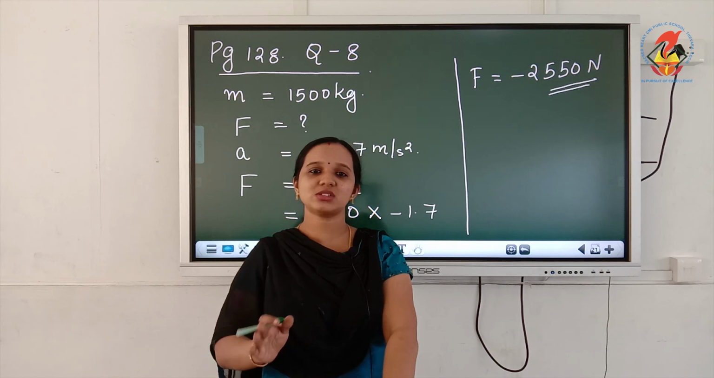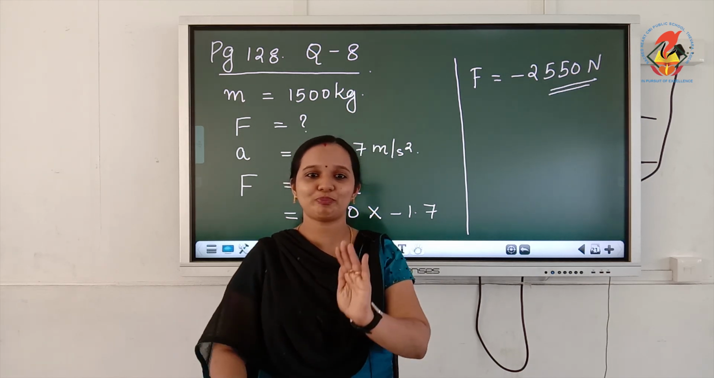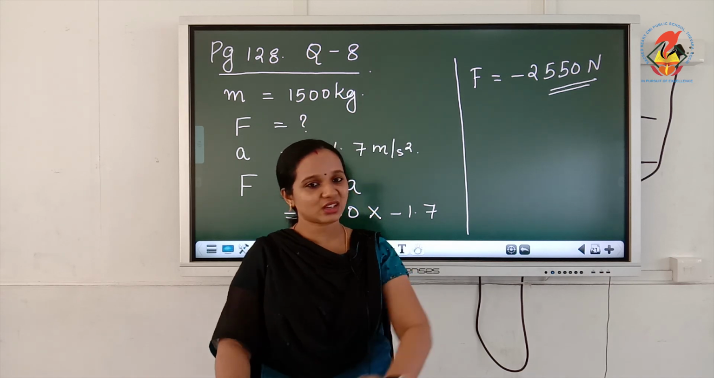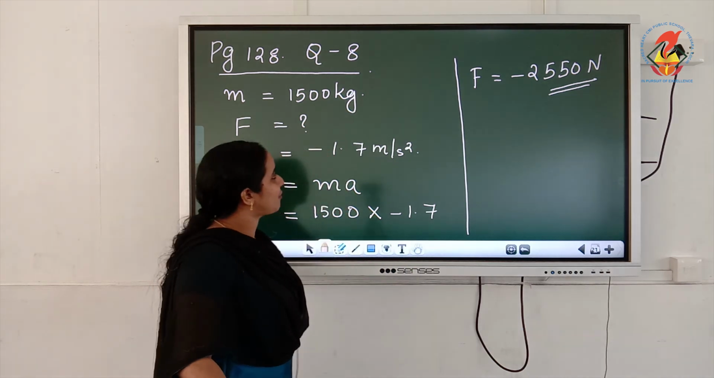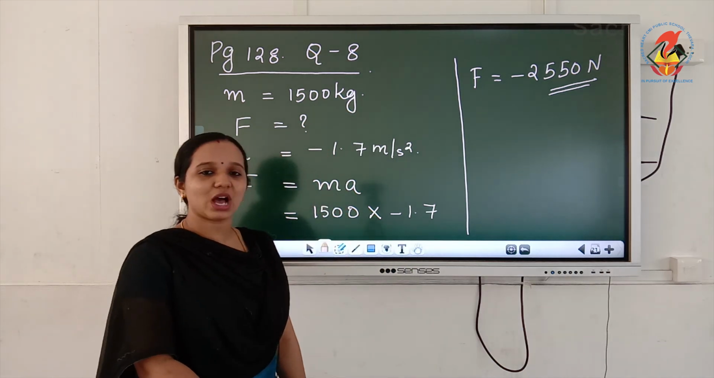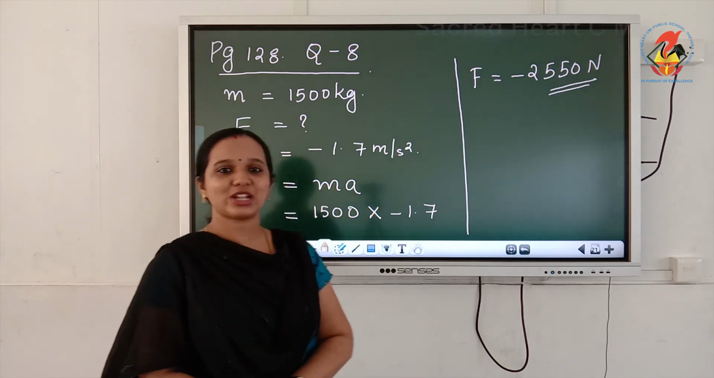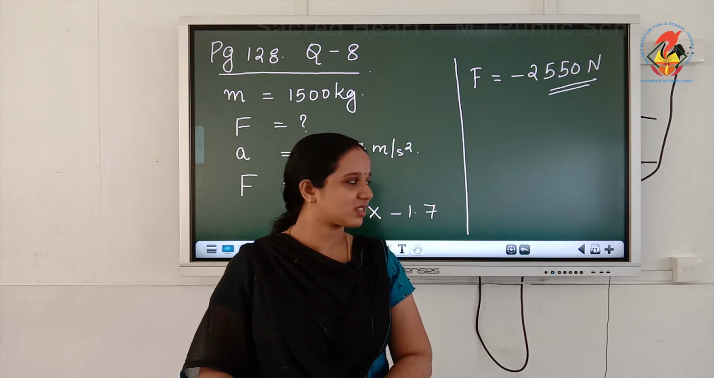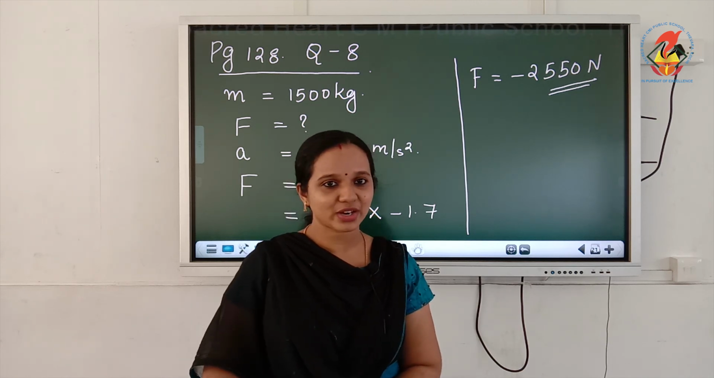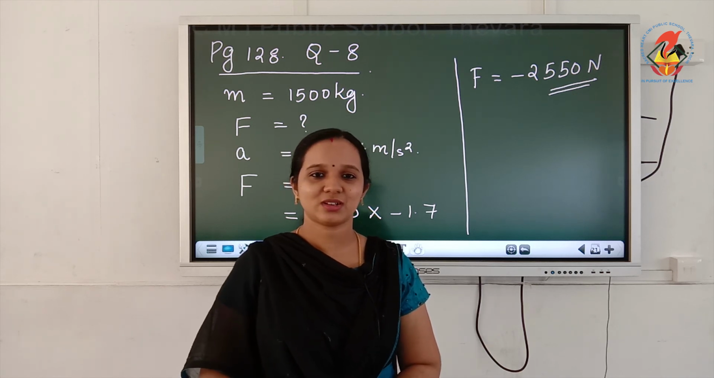Since the force applied between the road and the vehicle is opposing the motion of the vehicle, we have a negative sign, and we got the answer F is equal to minus 2550 Newton using the equation F is equal to ma. Hope the problems that we discussed today are clear for everyone. Please do write and learn all the problems. Thank you.